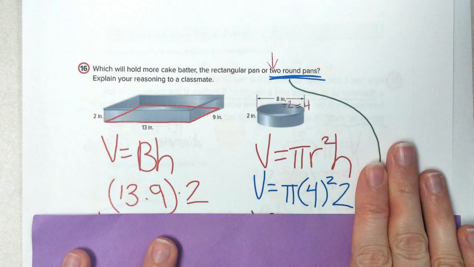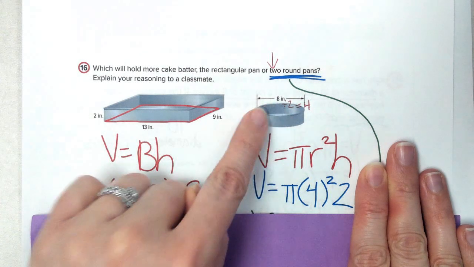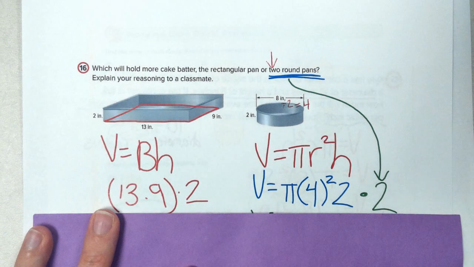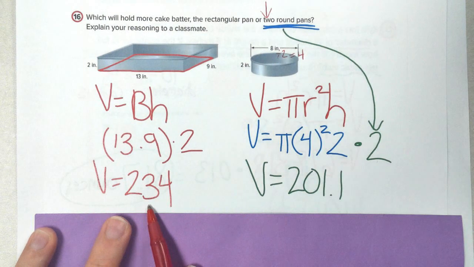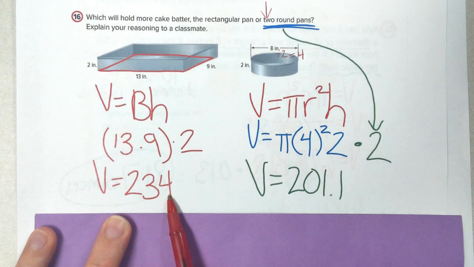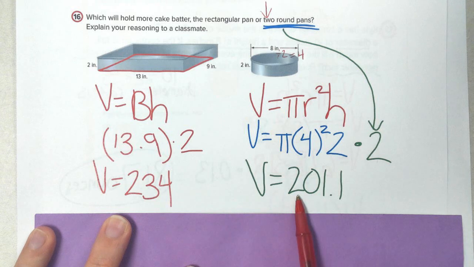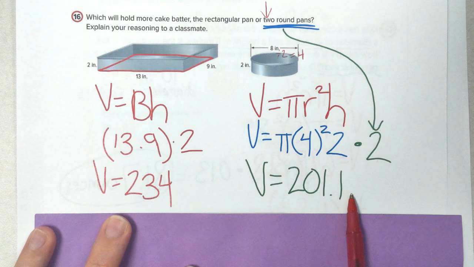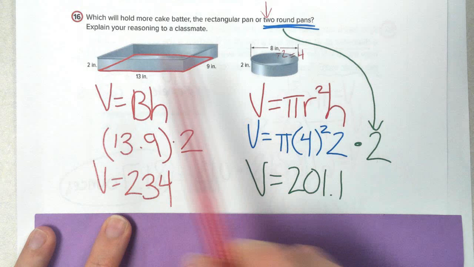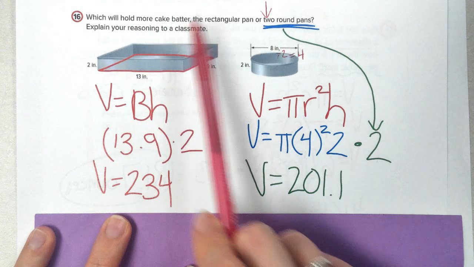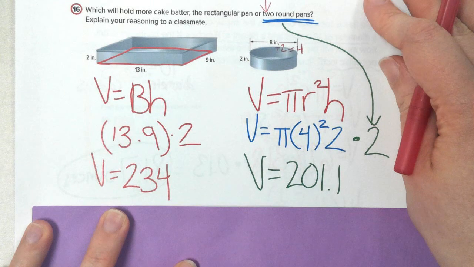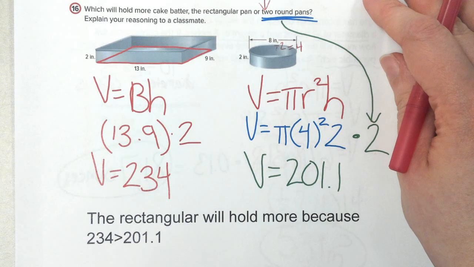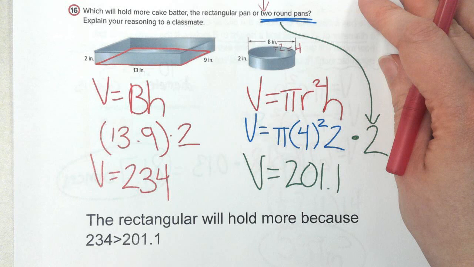Okay, so here was the volume. And then because I want 2 of these, there is my 2. Okay? So I have 234 as my answer here. I have 201.1 as my answer here. So it says, which will hold more cake batter? Well, obviously the larger number is going to be the one that will hold more. So it's going to be the rectangular cake pan because that's the bigger number.